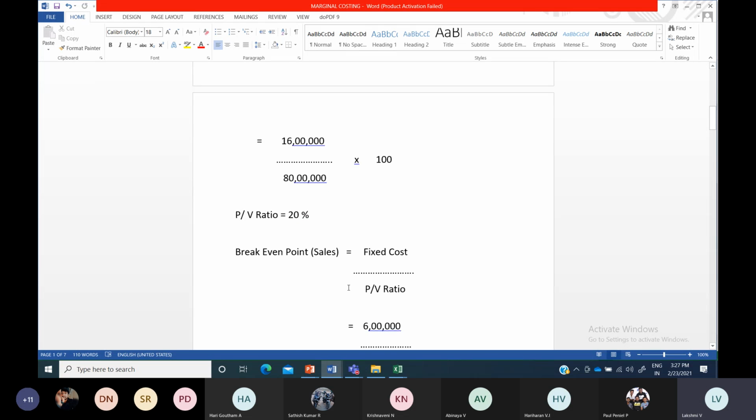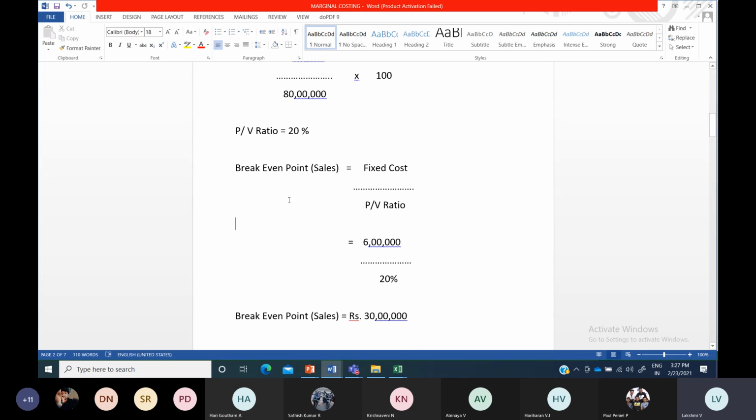Contribution divided by sales into 100 you have to do for PV ratio. With that PV ratio only you are going to go further to break even point in sales. So that is fixed cost divided by PV ratio.